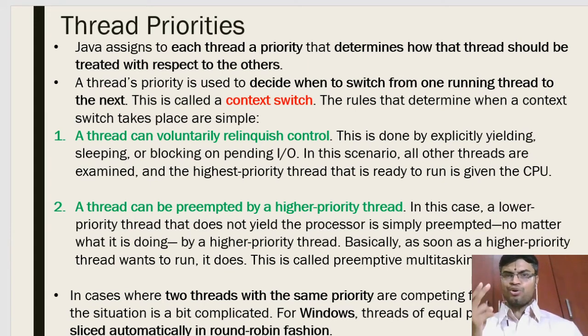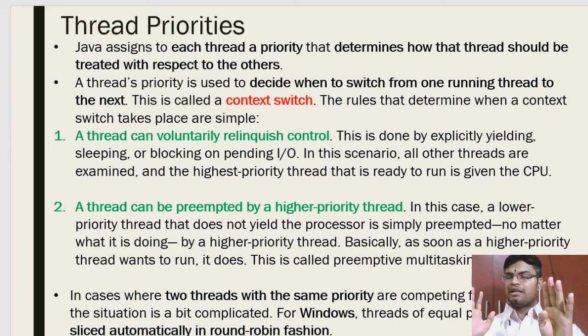Another rule of a thread switching from one to another is that a thread can be preempted by a higher priority thread. Now this is where the priority comes into the picture, guys. So for example, if a thread has been given a priority of maybe 4 and another thread which is waiting in line has a priority of maybe 8, 8 having a higher priority, 4 having a lower priority.